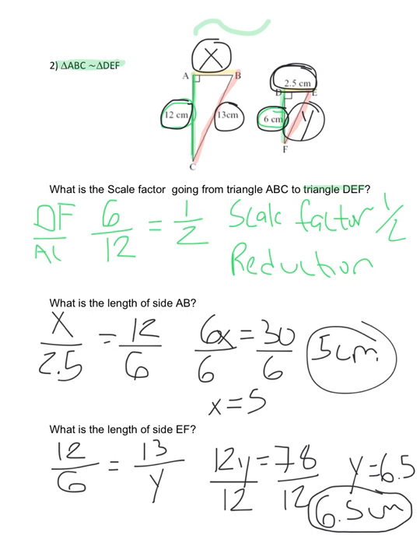That makes sense once again because we know the scale factor. If side length BC is 13 centimeters, we know side length EF is a half. The scale factor is half, so it's half of 13, which would be 6.5.